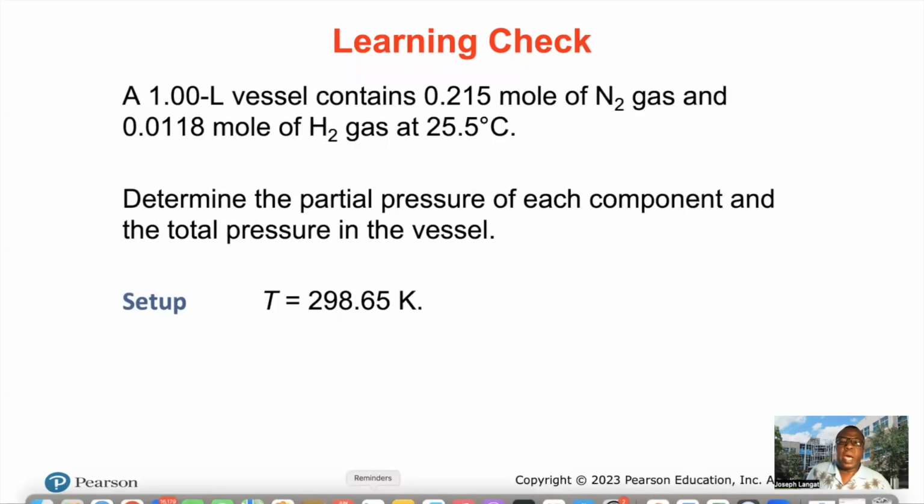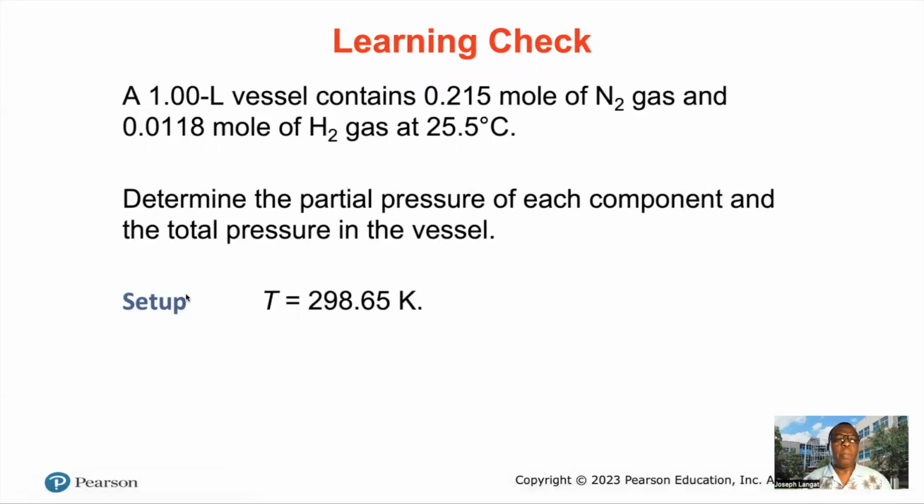So here is another learning check, which you need to study as well. See how the ideal gas equation has been used in determining the partial pressure. At 1.00 liter, there is a reason why we have two places of decimal. This is three significant figures. Our final answer should have three significant figures.